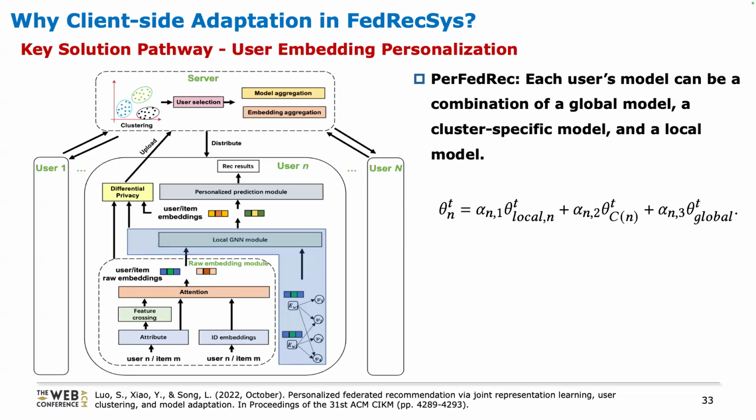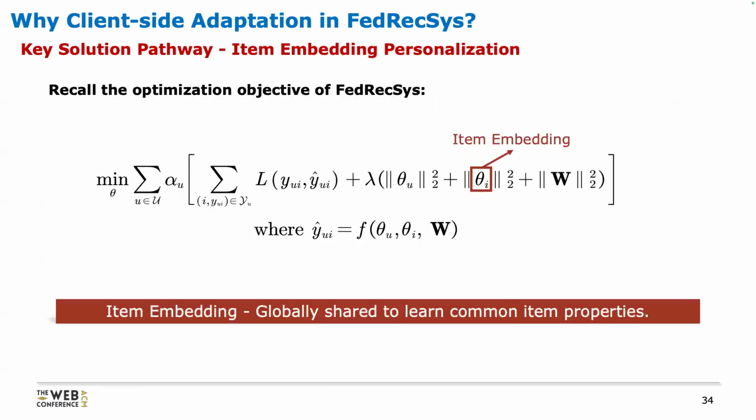The trade-offs here are manageable. The user embeddings are relatively low-dimensional and private by nature, adding negligible communication cost because they are not uploaded, and significantly boosting poor user performance. The main caution is to ensure these embeddings don't overfit on sparse local data.